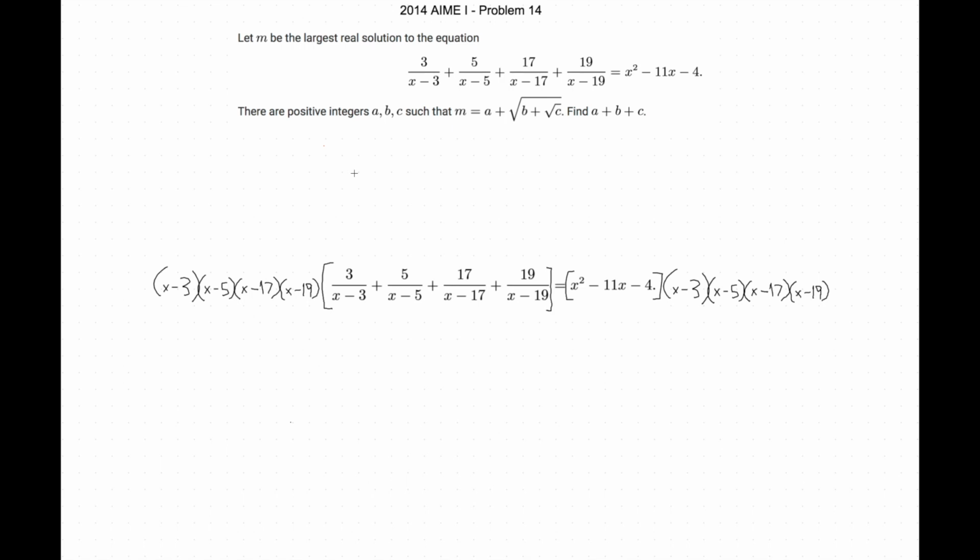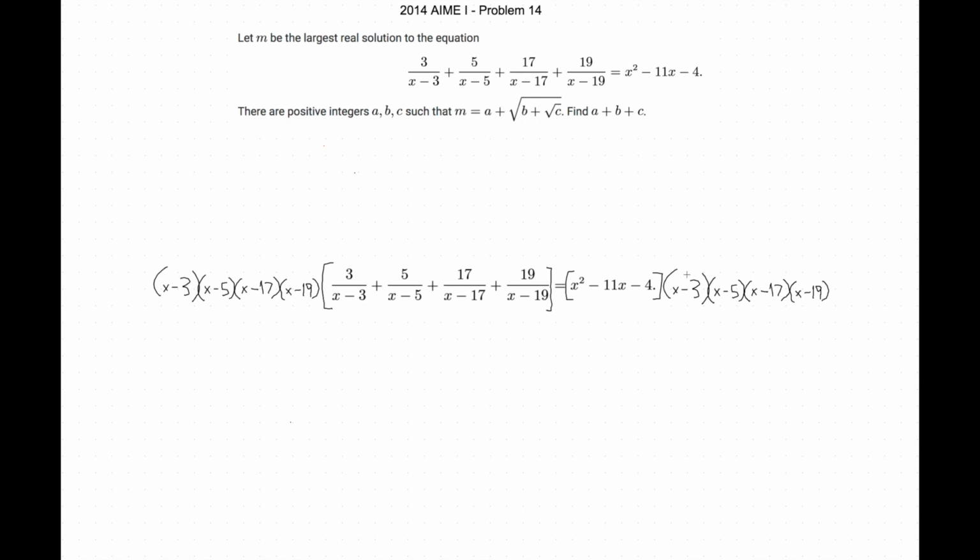Now, the first thing to notice is that this equation is actually a polynomial of degree 6, and this can be more easily seen when we try to clear the denominators by multiplying both sides by x minus 3, x minus 5, x minus 17, and x minus 19. And because each of these denominators is somewhere within this product, they'll all go away.